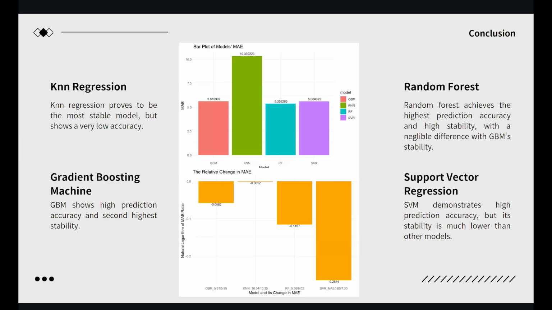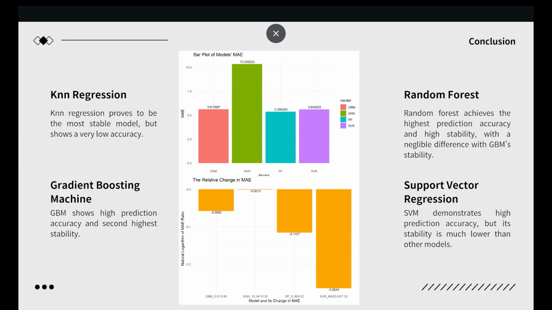Conclusion. From the bar plots of models' MAE trained on new metrics and the relative change in MAE in the stability test, we can do our model evaluation now.